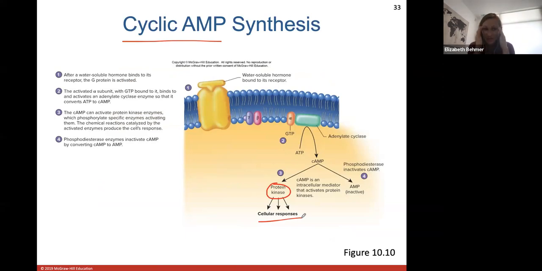Because remember, we're talking about hormones here, and hormones can do a wide variety of things in our body cells. But in order for our hormones to get a cell to respond, it either needs to be lipid soluble, get into the nucleus and tell that cell to create new proteins, or if it's water soluble, it will bind to a membrane receptor and go through this process to elicit some sort of cellular response.